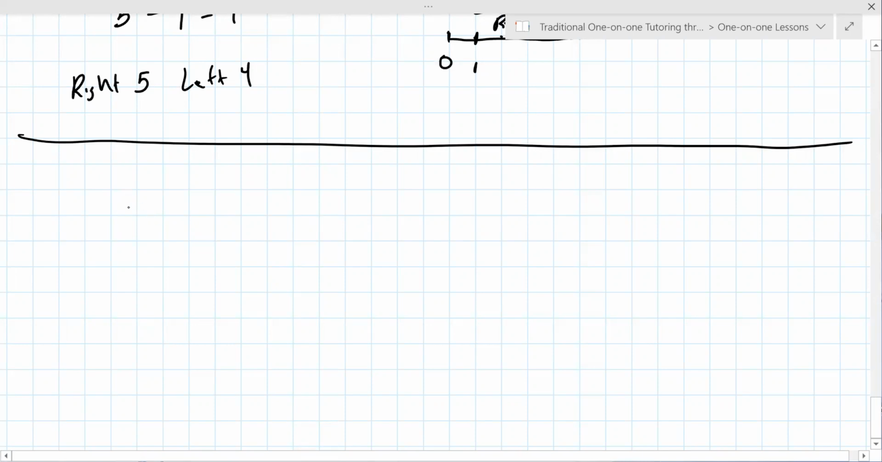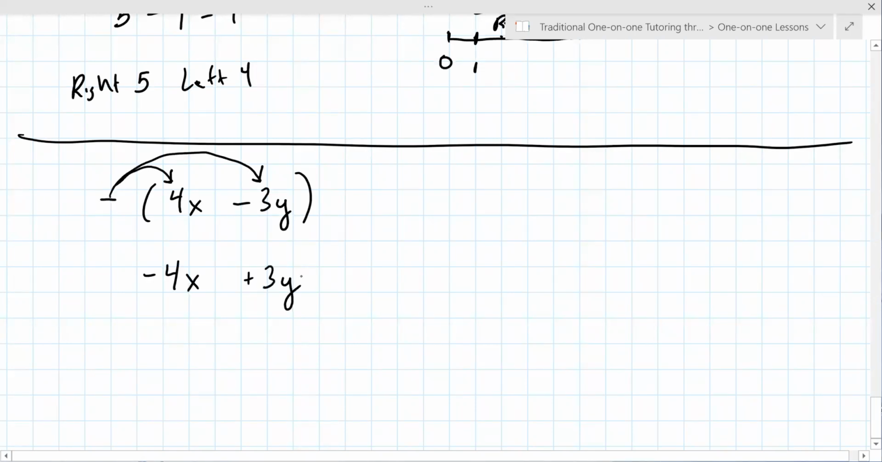So let's say I put a negative on the outside of 4x minus 3y. Do you recall from class that this negative distributes? Yes. So if you know that this distributes, this becomes negative 4x plus 3y. Do you see that? Because this 4x was positive. How do we know it was positive? Well, if nothing's written, it's positive. If it was negative, it would show that.